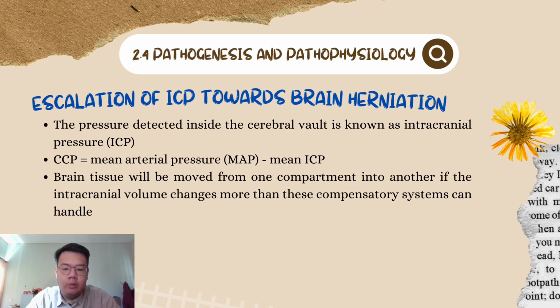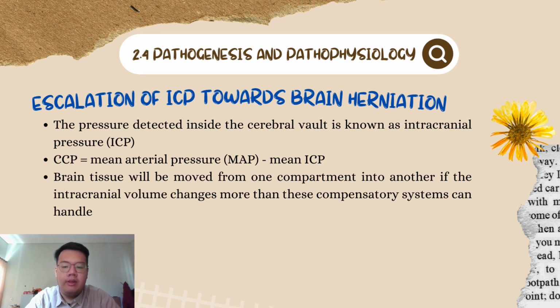In this subchapter, we will discuss the pathogenesis and the pathophysiology of brain herniation. As we all know, there are some types of herniation. Firstly, we will talk about the escalation of ICP towards brain herniation. Talking about ICP itself, the pressure detected inside the cerebral vault is known as intracranial pressure or ICP.